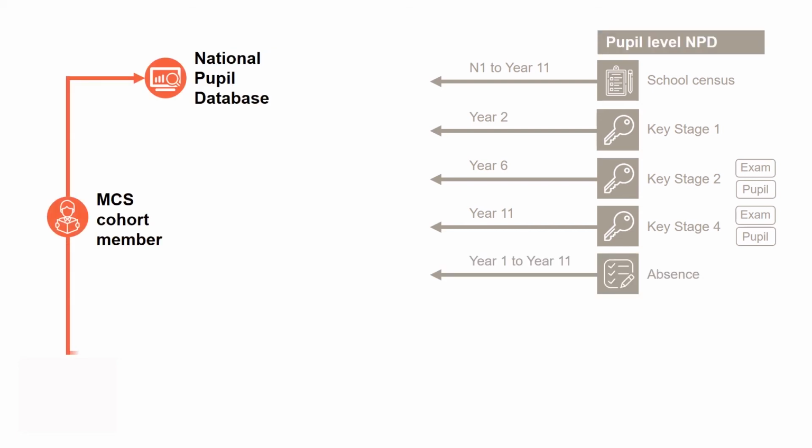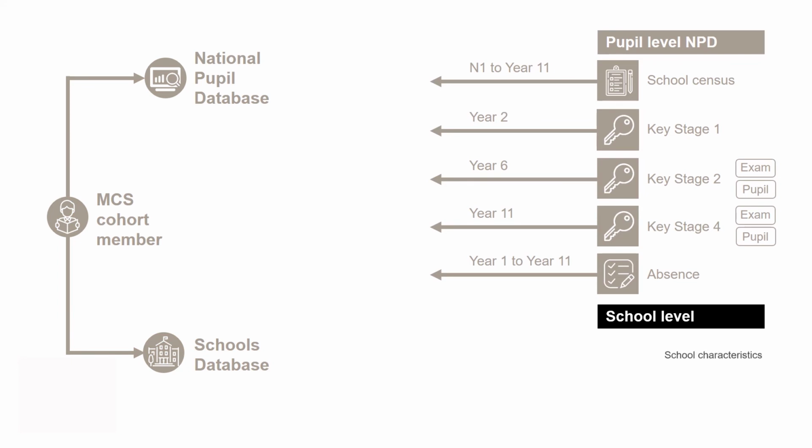Additionally, MCS cohort data has been matched with the school's database to provide information at school level relating to school characteristics and school changes. The school characteristics datasets include key variables at school level. Examples include whether the school is single-sex or mixed, the school type, the phase of education, the youngest age of entry, and the percentage of pupils eligible for free school meals. There are 12 variables in total.